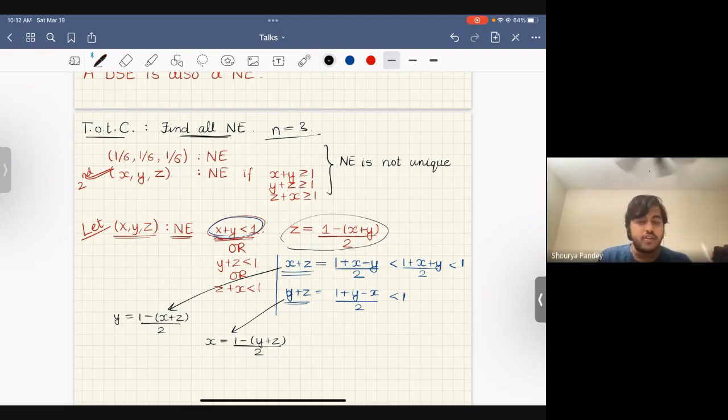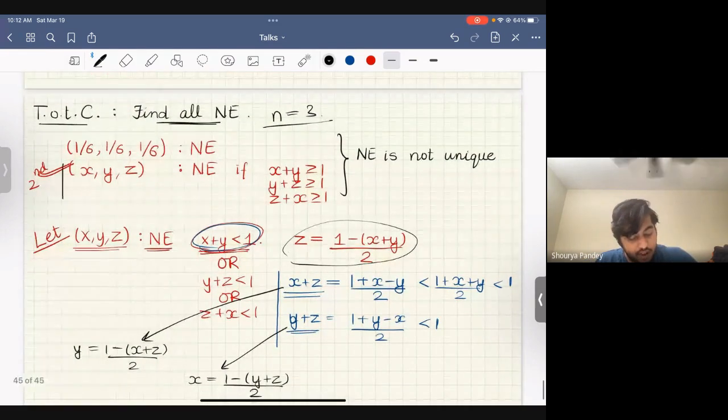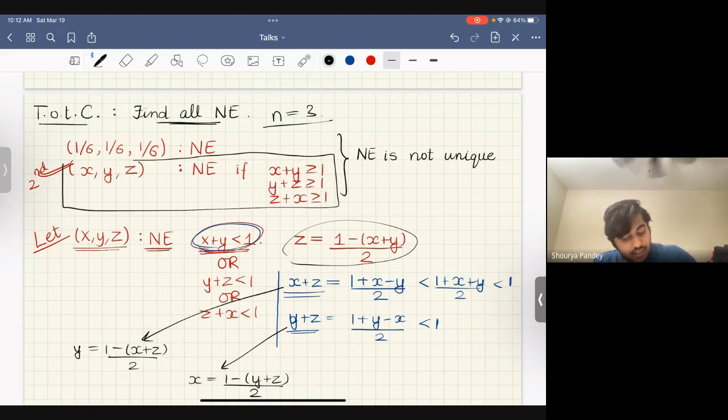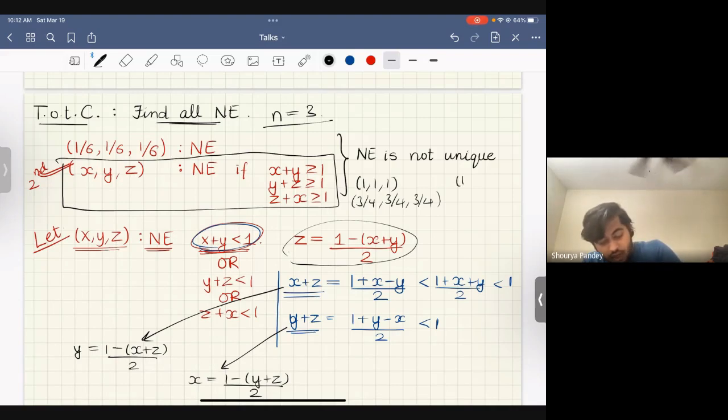And then let's talk about the last. There are infinitely many, because this is actually a family of Nash equilibria. Anything of this form is a Nash equilibrium, right? So, for example, 1 1 1 is a Nash equilibrium, and so is 3/4 3/4 3/4. And these are terrible Nash equilibria, by the way, because it gives a value of 0 to everyone. And so is half half half. And asymmetric, 1 1 0 is also a Nash equilibrium.